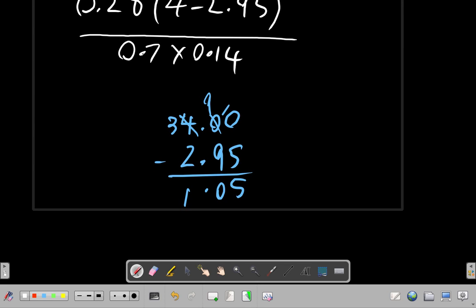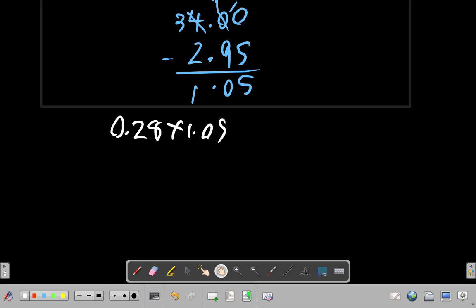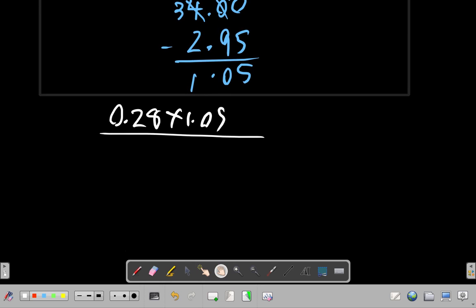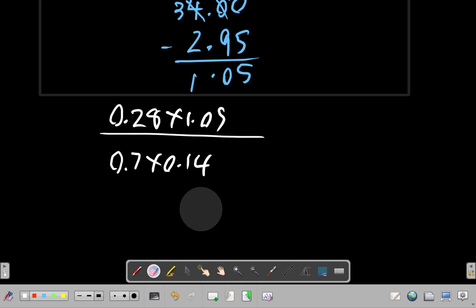So what you get here is 0.28 times 1.05 all over, what was it again? 0.7 times 0.14. Alright, so what we can do is just get rid of these points and get whole numbers. When you're not using a calculator, it's less stressful on the brain to deal with whole numbers than points. So let's get rid of the points.